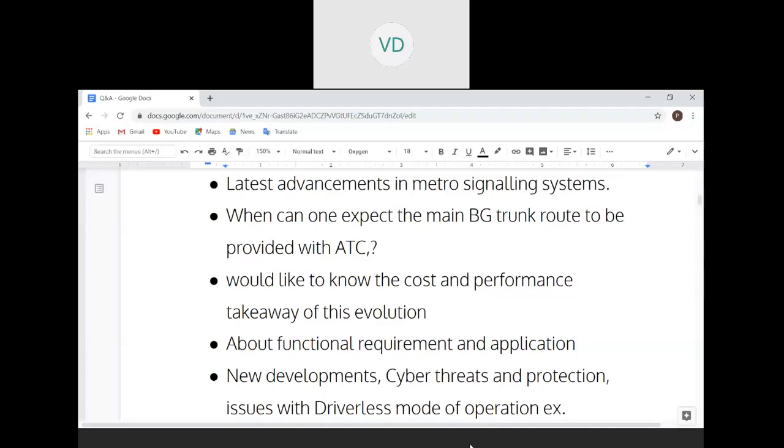Then the next question is what can one expect: will the main broad gauge trunk routes be provided with ATC? I don't know. Some of the Board people may be able to answer that. I think ETCS Level 2 is what is being talked about. Mr. Arun Saxena will be able to answer this question, whether we will have an ATC system on all the broad gauge trunks. What is the thinking? Mr. Saxena, please enlighten us.